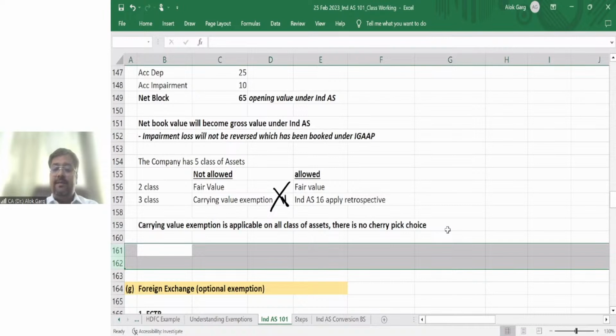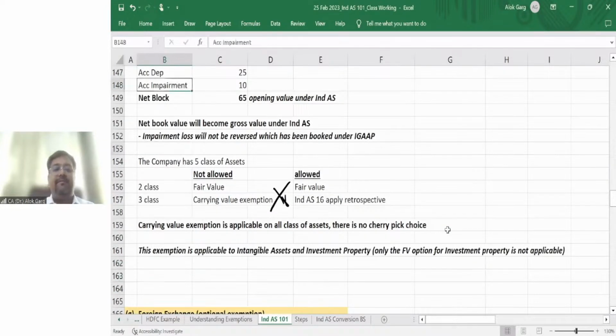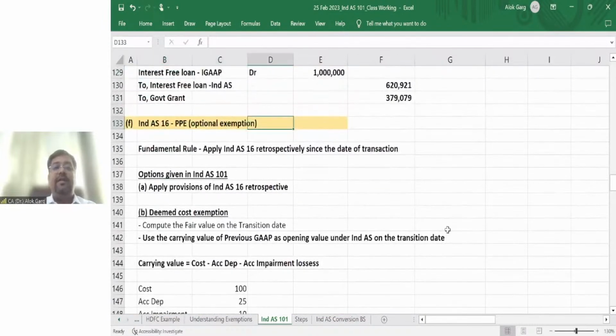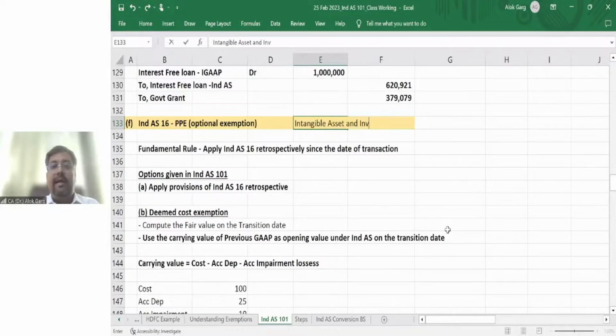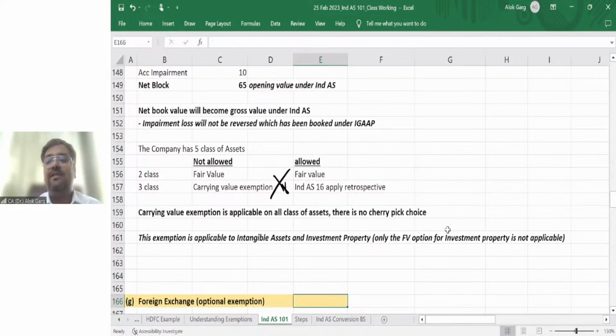Friends, whatever exemption we have learned for property, plant and equipment is applicable to intangible assets and investment property as well, right? The only thing is, for investment property, the fair value option is not applicable because Ind AS 40 prohibits the fair value option. Clear?